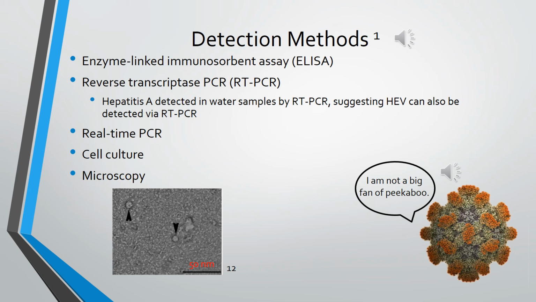In clinical samples, real-time PCR is the most popular method of detection for HEV. Although I could not find any information regarding detection of HEV in water samples, multiple studies have shown that hepatitis A and other enteroviruses have been detected in water by reverse transcriptase PCR, suggesting that HEV can also be detected in water via RT-PCR.